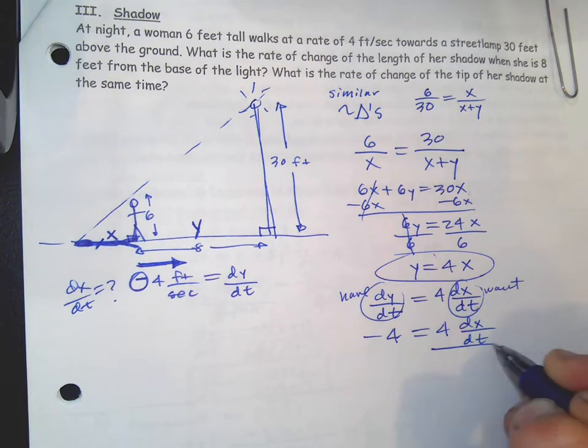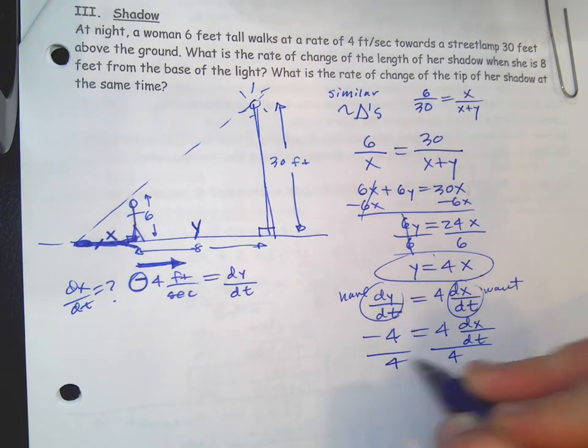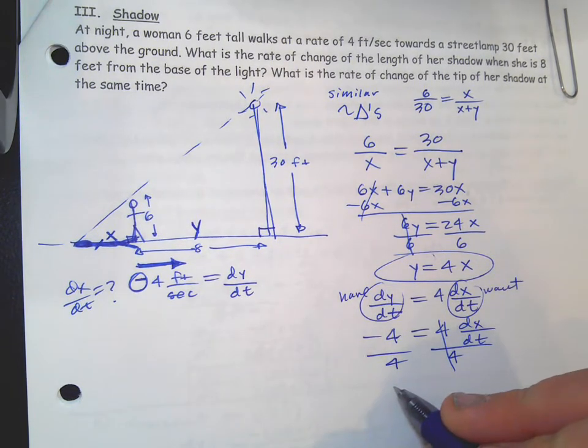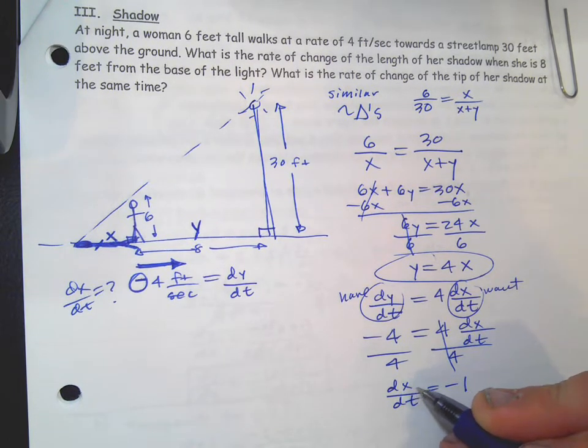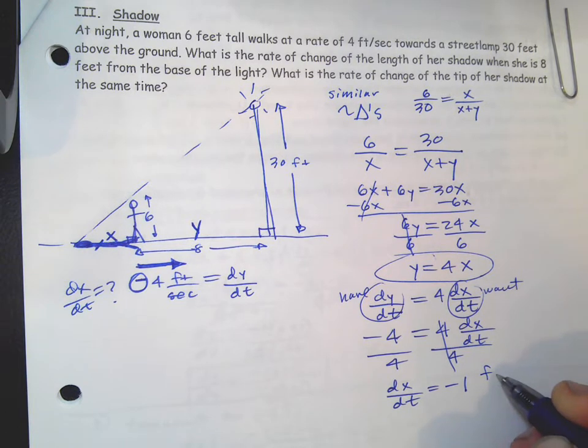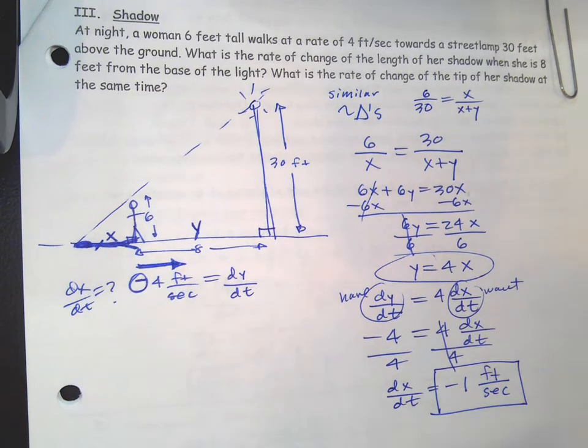And that's another good check. If you forgot to put the negative on that dy/dt, it should hopefully jump out at you. So dx/dt equals -1. The units are x is feet, and the time units are seconds. So -1 foot per second. So it's getting shorter. Okay, so that was definitely a little challenging.